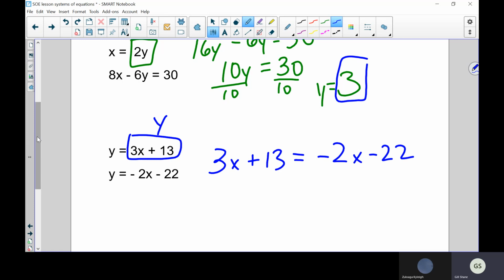So I need to get, again, all the variables should be on the left, all the numbers should be on the right. But the way I want you to think about it is I don't want any variables on the right. I do not want variables on the right, and I have them right there. I don't want them there. I want to get rid of those. So I need to do the opposite.